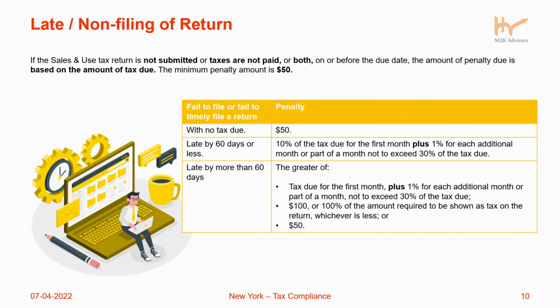Penalty will be $50. If late by 60 days or less, penalty will be 10% of the tax due for the first month plus 1% for each additional month, or part of a month not to exceed 30% of the tax due. If late by more than 60 days, penalty will be the greater of tax due for the first month, plus 1% for each additional month, or part of a month, not to exceed 30% of the tax due. $100, or 100% of the amount required to be shown as tax on the return, whichever is less, or $50.